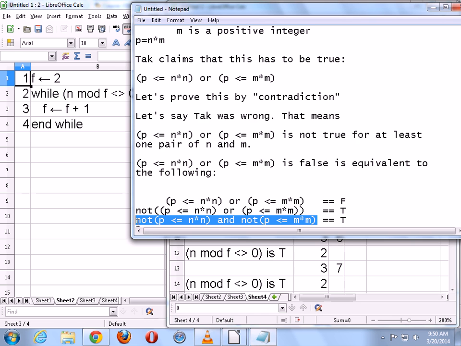On the third row, we have false, true. A is false, not A is true. B is true, not true is false. Then we have true and false. What is true and false? False. And the last row, we have false, false. So not false is true, not false is true. What is true and true? True. Okay. Do you see those two columns being identical?